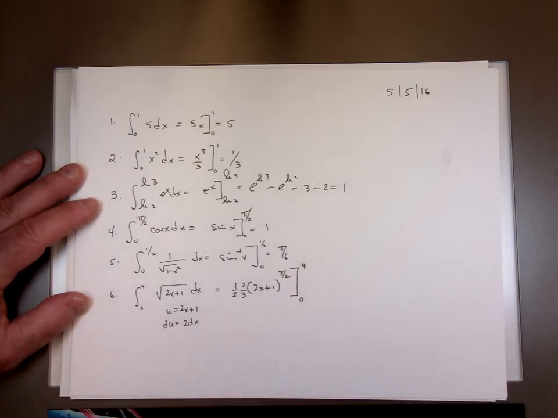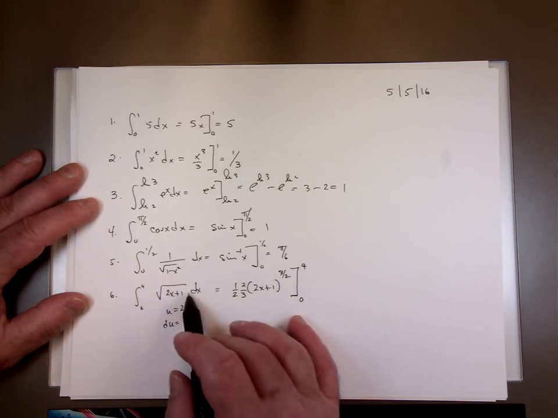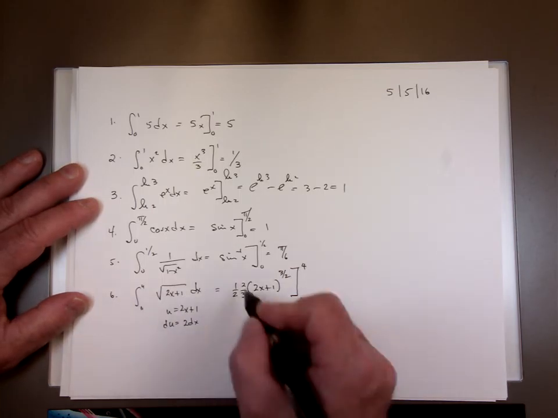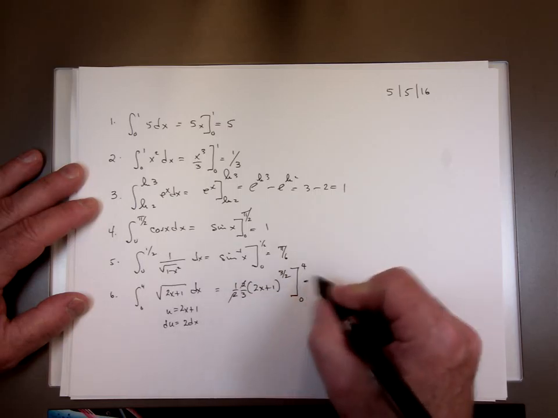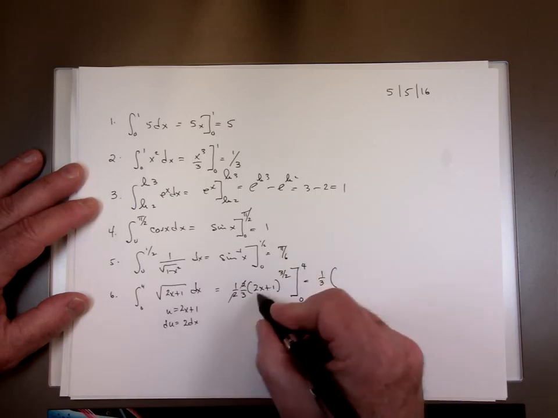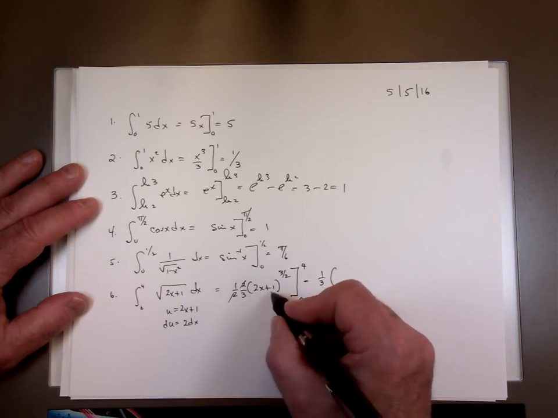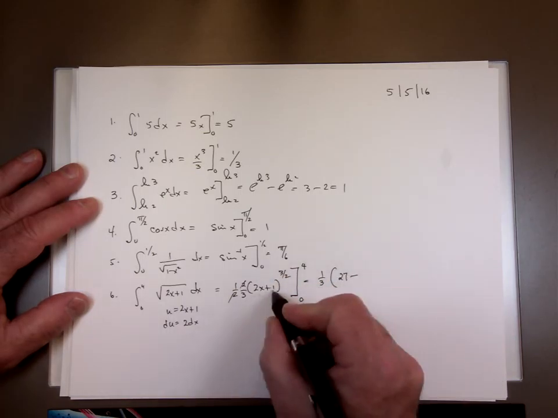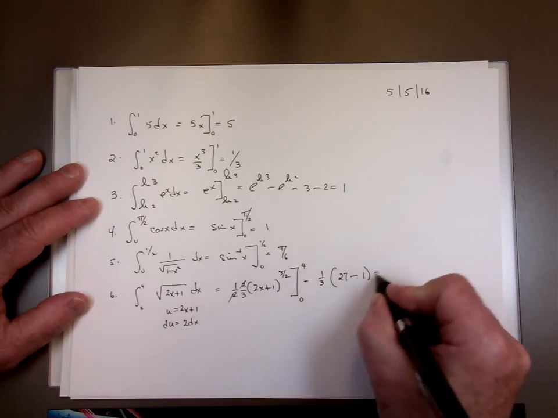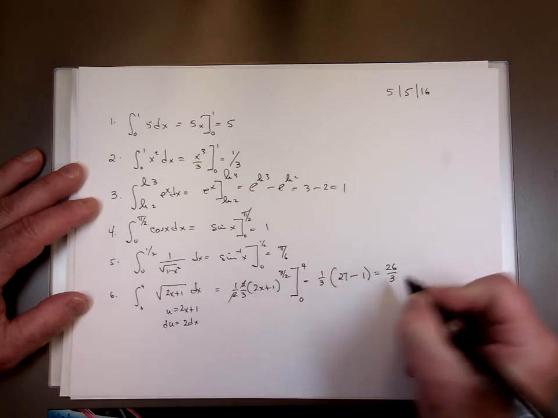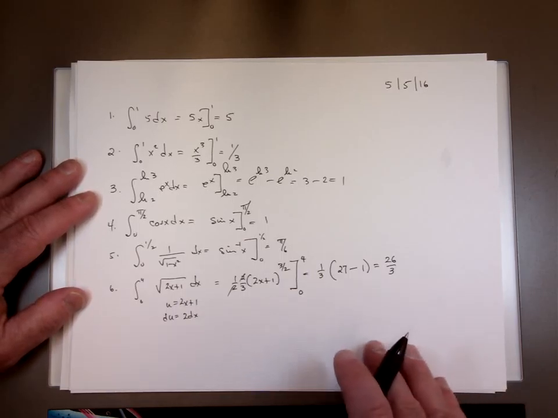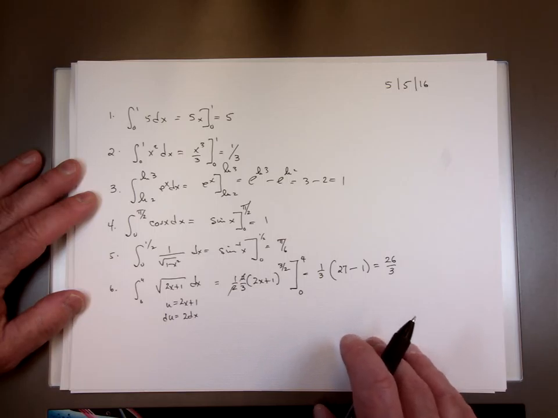Are we okay with this? I'm multiplying by 2 and by 1/2 to get my du. This is where the 1/2 comes in. These cancel. I have 1/3. Put the 4 in. 2 times 4 is 8, plus 1 is 9 to the 3/2 is 27. 0 plus 1 is 1. 26/3. Everybody okay with this? Robbie, you okay with that?